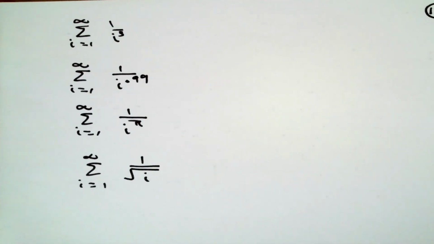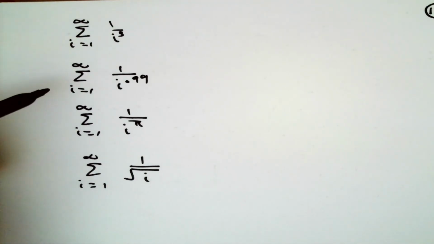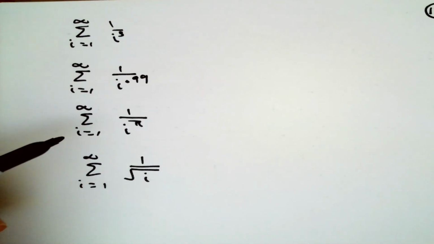With that in mind, certain questions are now very easy to answer. This series converges because it is a p-series with p equal to 3, and 3 is bigger than 1. This series diverges. It's a p-series, but p is 0.99, which is less than 1. This series converges. It's a p-series with p equal to pi. Pi, being about 3.14, is bigger than 1.